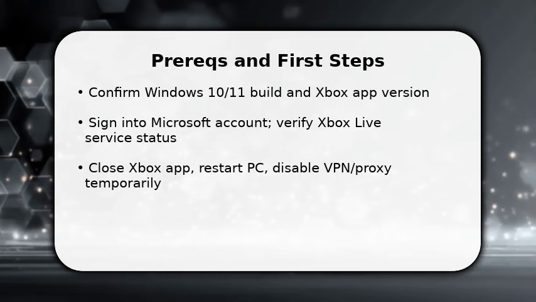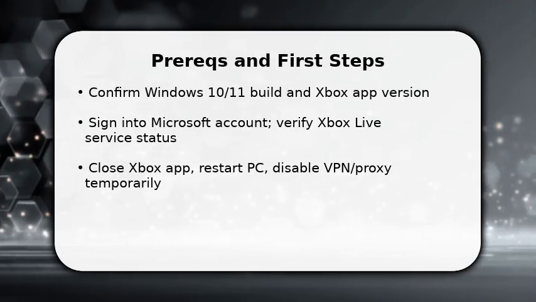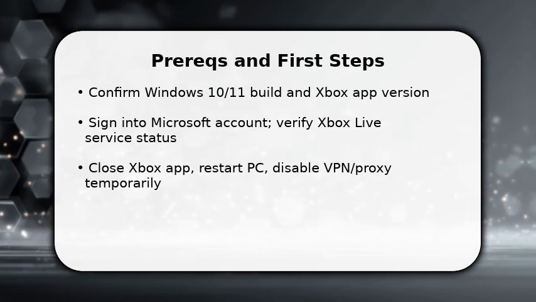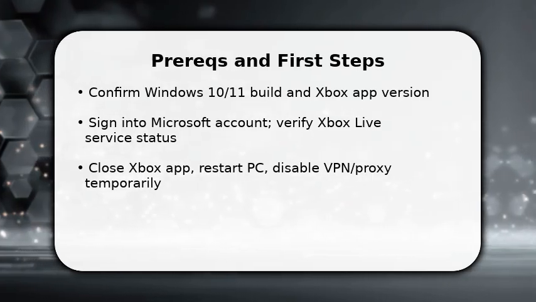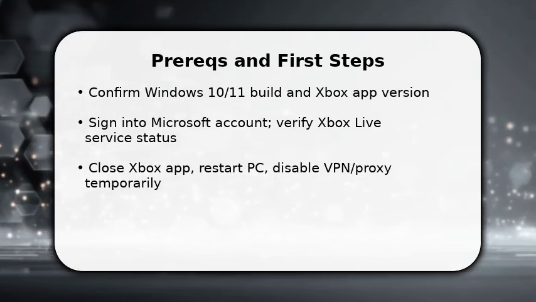You start by checking Essentials. Make sure Windows Build supports the Xbox app and that you're signed into the correct Microsoft account. Once done, confirm Xbox Live Service is online so updates can download.